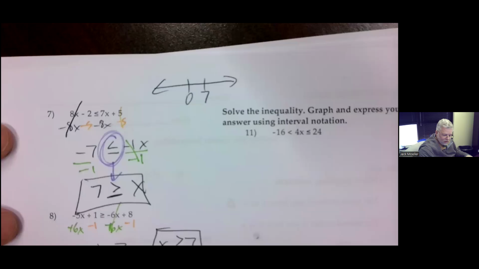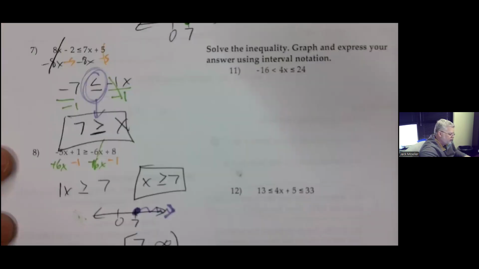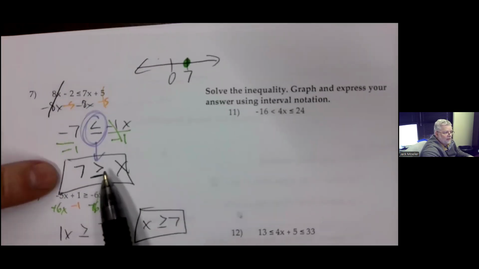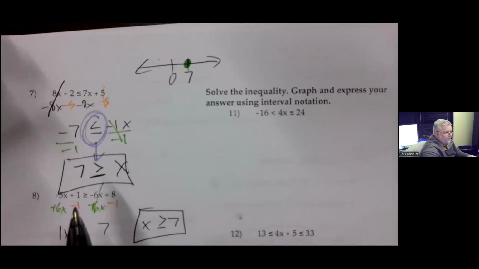So what does that graph look like? There's an equals, so we're using a closed circle on 7. I don't know why so many of my examples have 7s with these inequalities, so I apologize if I'm not making them clear enough. Okay, so now do we go to the left or to the right?